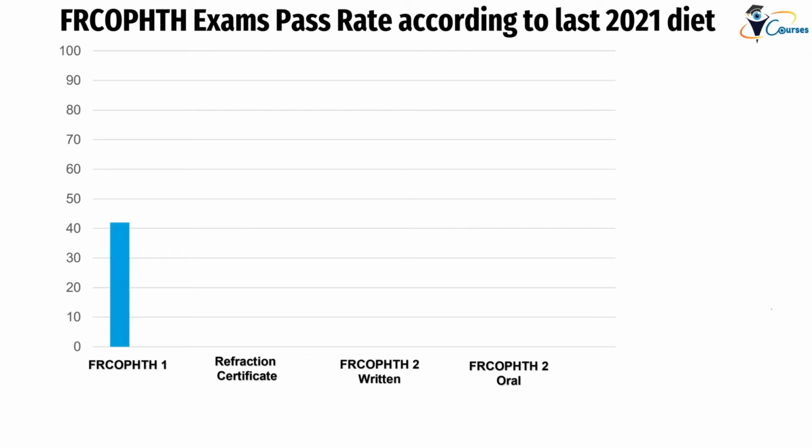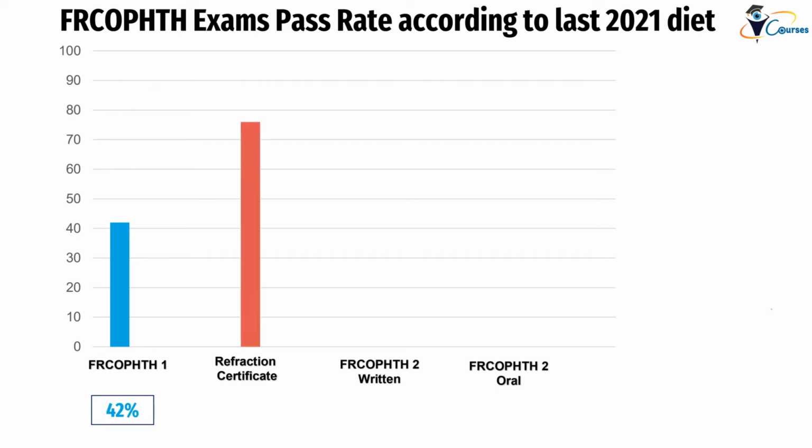Regarding the FRCOphth Part 1, the pass rate was only 42%. So almost half of the candidates who applied for this exam passed. This is really tough, and this was the hardest exam among all the exams. And this is understandable as well. Nobody likes the basic sciences, and these are extensively asked in the FRCOphth Part 1. But this is going to get better as we go.